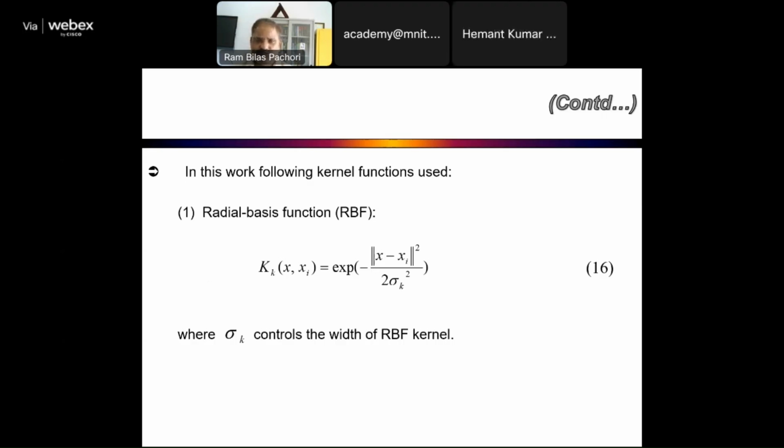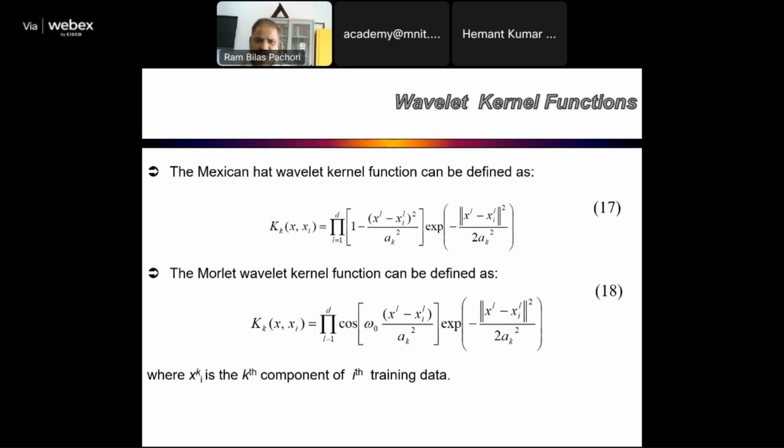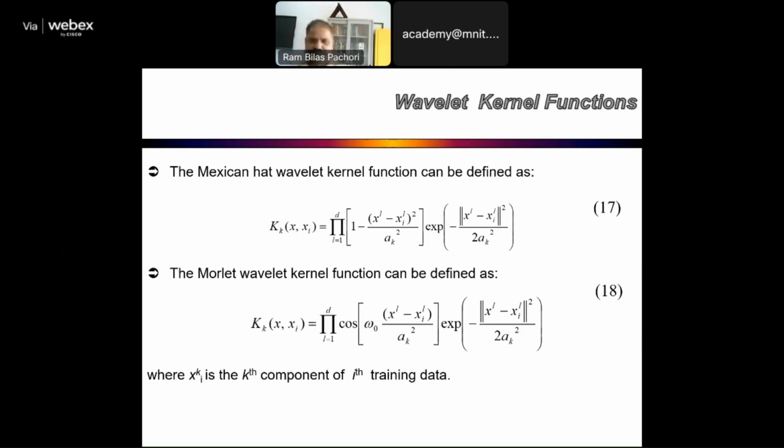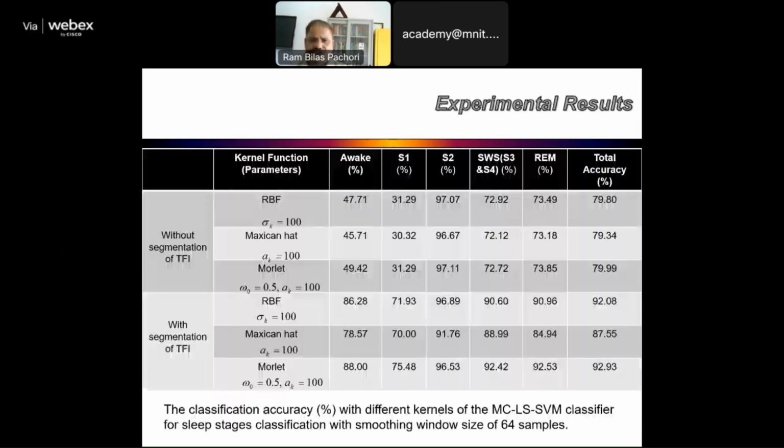The radial basis function for the kth class is defined by equation 16, where sigma controls the width of the RBF kernel. The Mexican hat wavelet kernel function is defined by equation 17. The Morlet wavelet kernel function is defined by equation 18. Now here you can see the experimental results.